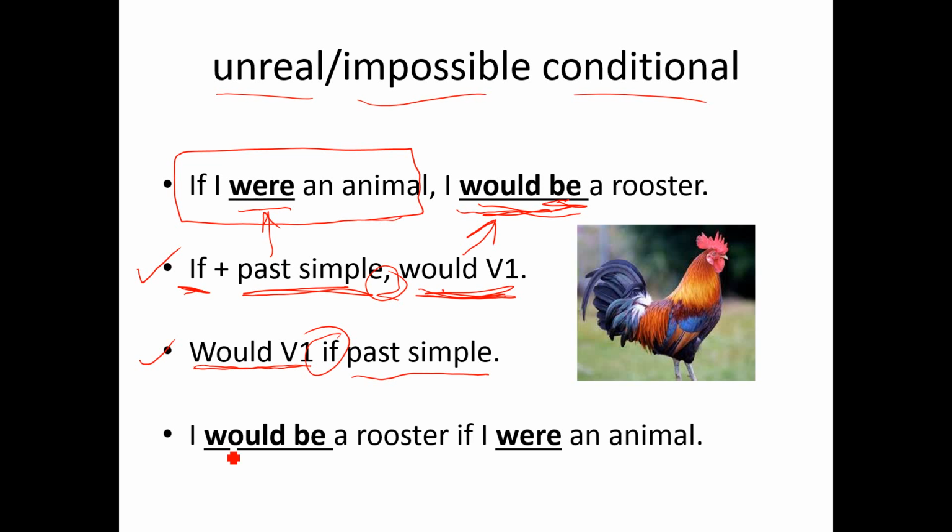I would be a rooster if I were an animal. In this situation, because the if part comes at the end of the sentence, no comma is necessary.